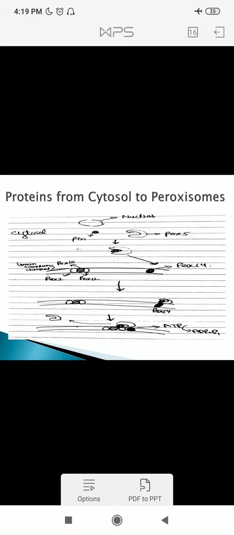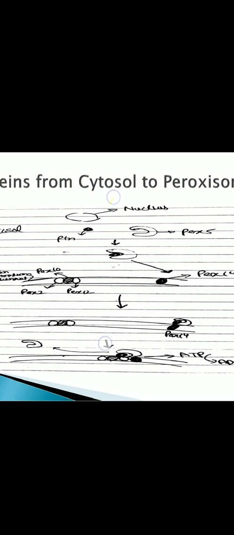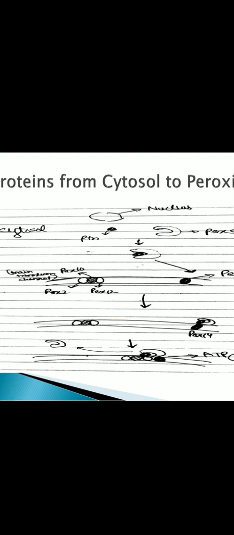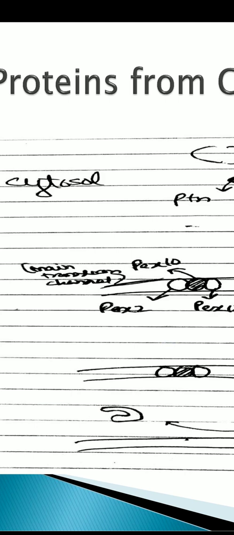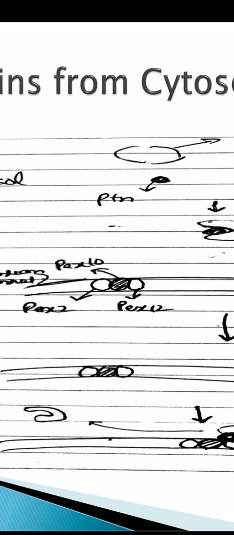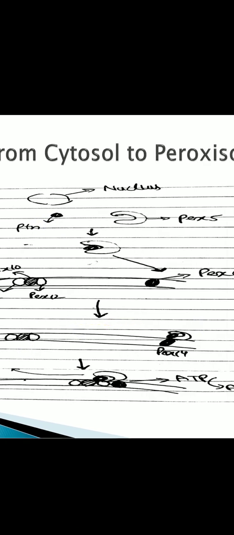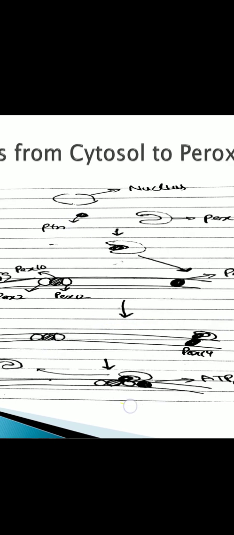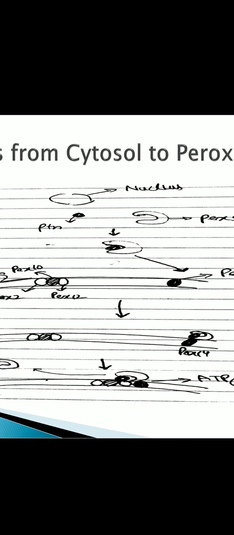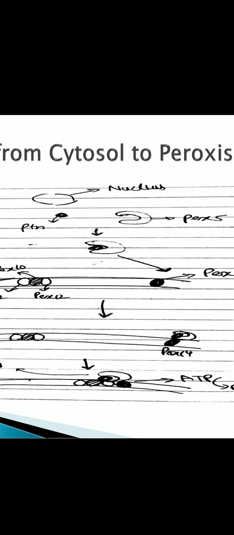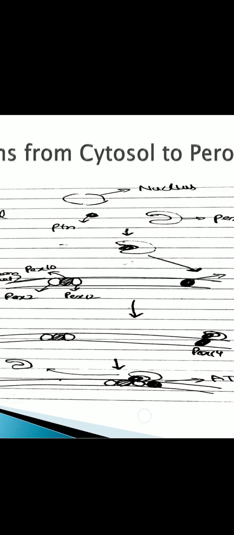Then the whole complex, this is a movable complex on the membrane, comes to join with another complex which is present on the membrane of the peroxisomes, which includes PEX12, PEX10 and PEX2. This PEX10 is actually the main translocon channel. When this PEX14 comes closer to this other complex of PEX12, PEX10 and PEX2, they give the protein along with the PEX5 to the PEX10.